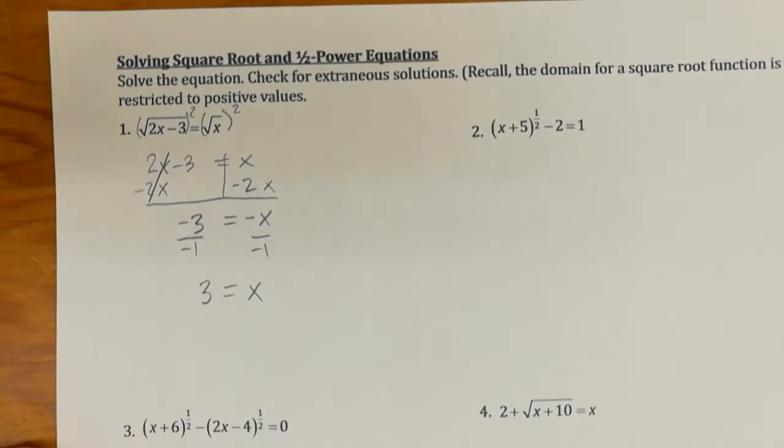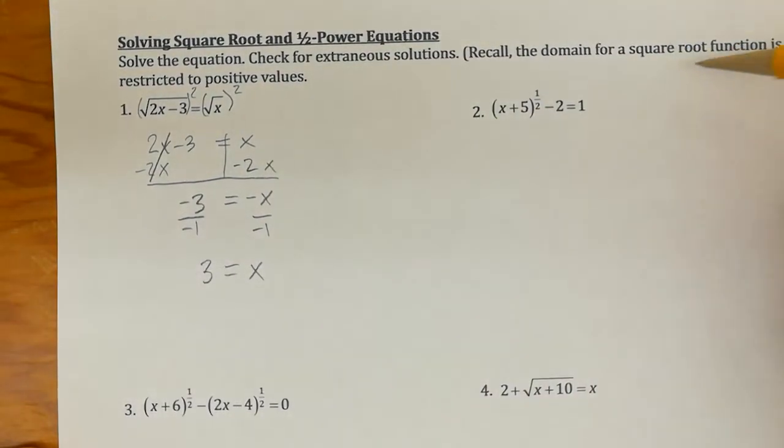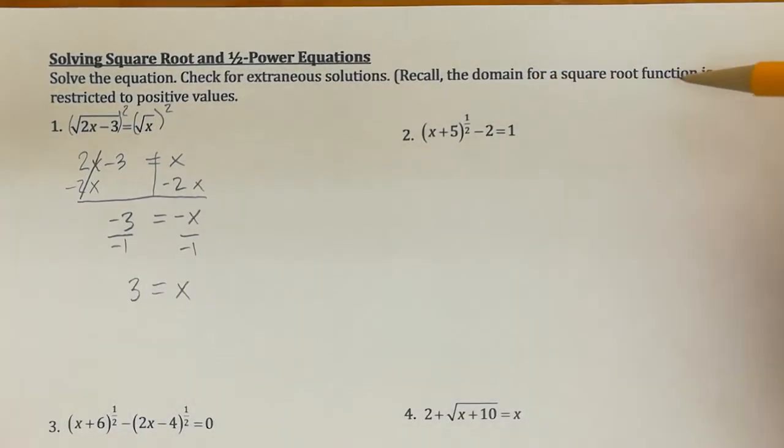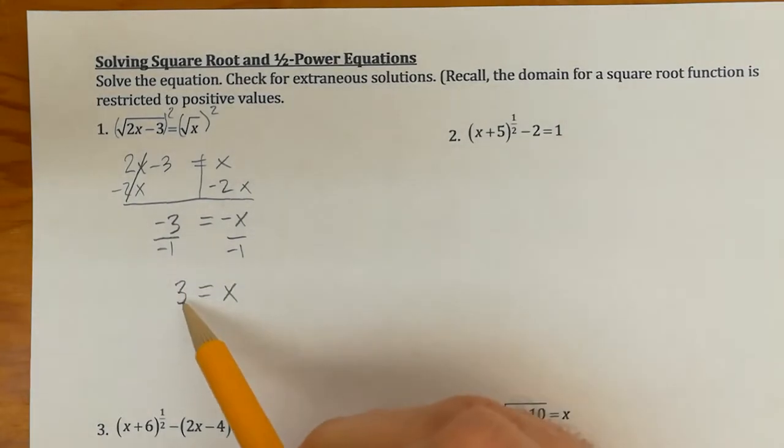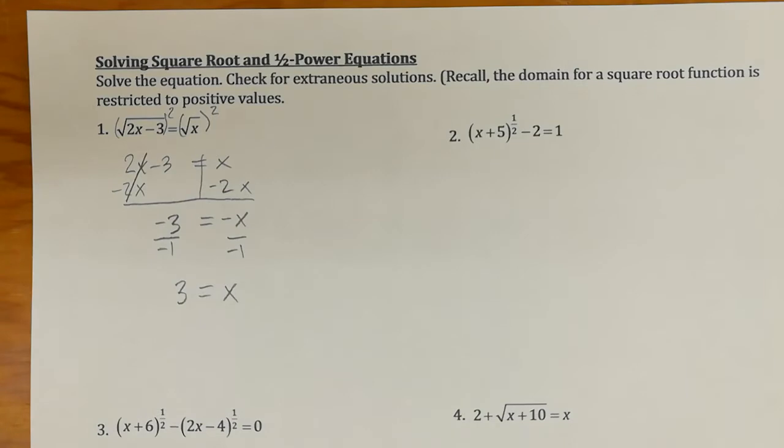Now we need to double check that that actually works in our original equation. The other piece of the directions that I didn't read, it said recall the domain for a square root function is restricted to positive values. If, as a result of putting in this answer into any of the square roots in the original problem, you get a negative result, well, that is not going to work. These are only involving real numbers here. We don't have the imaginary numbers involved in these. So if you end up getting a negative square root, that means the answer is extraneous.